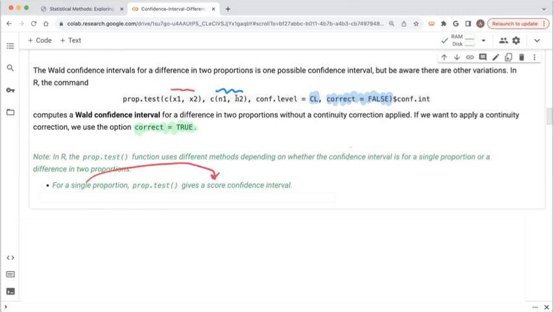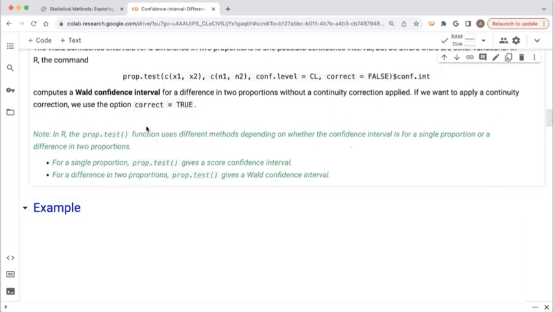When we're using prop.test to construct a confidence interval for a difference in two proportions, the default output gives us a Wald confidence interval. And there are other types of confidence intervals that we can use for a difference in proportions. For example, with a single proportion, we looked at Wald, Agresti-Coull, and score confidence intervals. There are other types for a difference in proportions, but we'll just stick with the Wald confidence interval, which is the most commonly used confidence interval for a difference in two proportions.